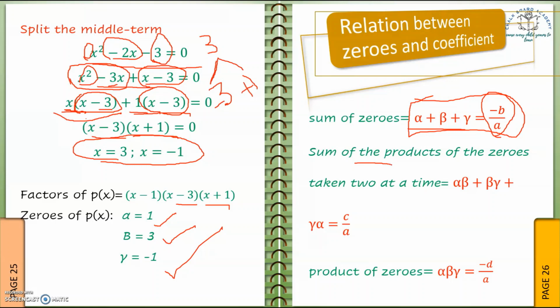Similarly, we have another formula, that is the sum of the product of zeros taken 2 at a time. So the product of 2 at a time, alpha into beta product, then beta into gamma product, then gamma into alpha product, and the sum of these three is equal to c by a.